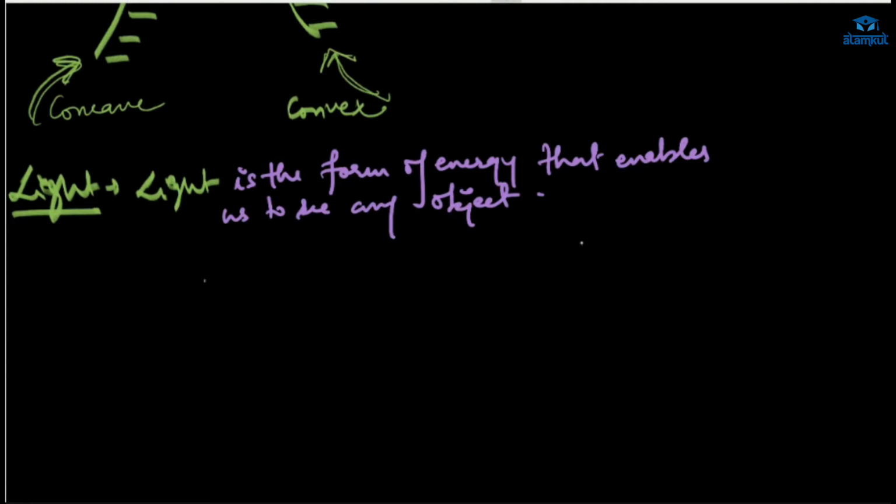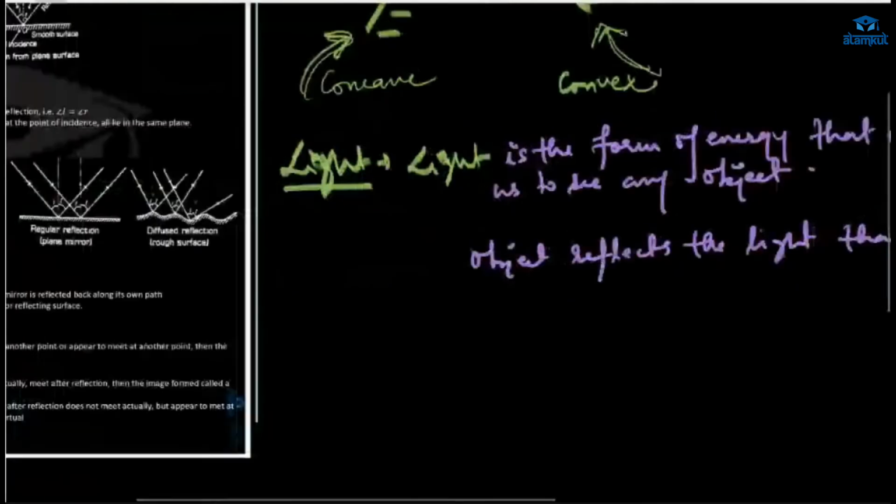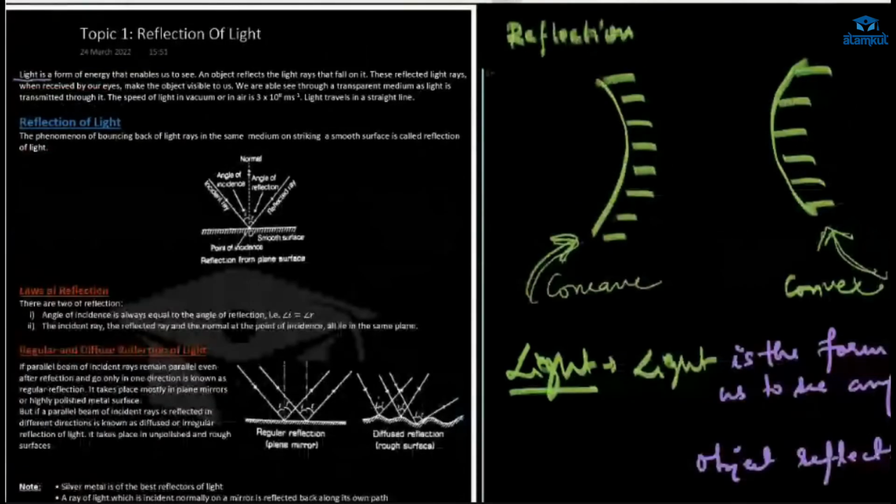The object reflects the light that falls on it, and that is why we can see the object. Light is a form of energy that enables us to see. An object always reflects the light rays that fall on it. These reflected light rays, when received by our eyes, make the object visible to us. So these reflected rays enable us to see the object in front of us.